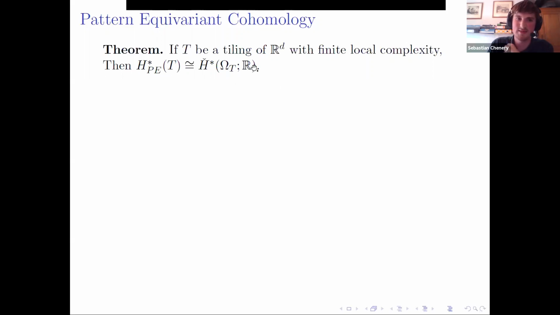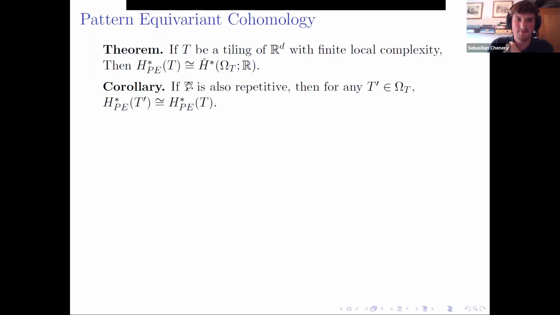So this is great. I mean, this is telling us exactly what we wanted, and there's a corollary: if T is repetitive, then you have this, and this is because orbits of T' would be dense in Omega_T, and you just have a string of this: H^* of T' is isomorphic to Čech H^* of Omega_T' with R, and that's isomorphic to Čech H^* of Omega_T, and then you just have that.